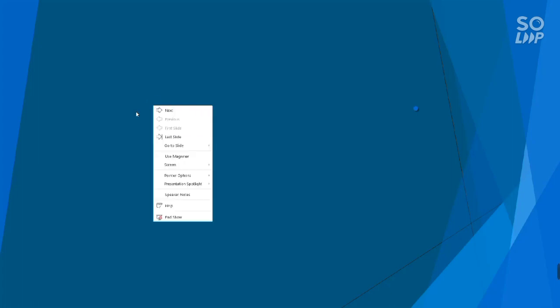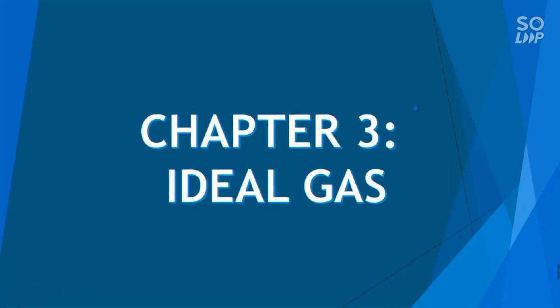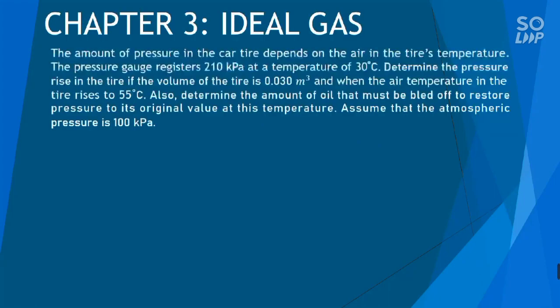In this video, we will solve a problem from chapter 3, which is the ideal gas. So here we have a problem. The amount of pressure in the car tire depends on the air in the tire's temperature. The pressure gauge registers 210 kilopascal at a temperature of 30 degrees Celsius. Determine the pressure rise in the tire if the volume of the tire is 0.030 cubic meter and when the air temperature in the tire rises to 55 degrees Celsius. Also, determine the amount of air that must be bled off to restore pressure to its original value at this temperature. Assume that the atmospheric pressure is 100 kilopascal.